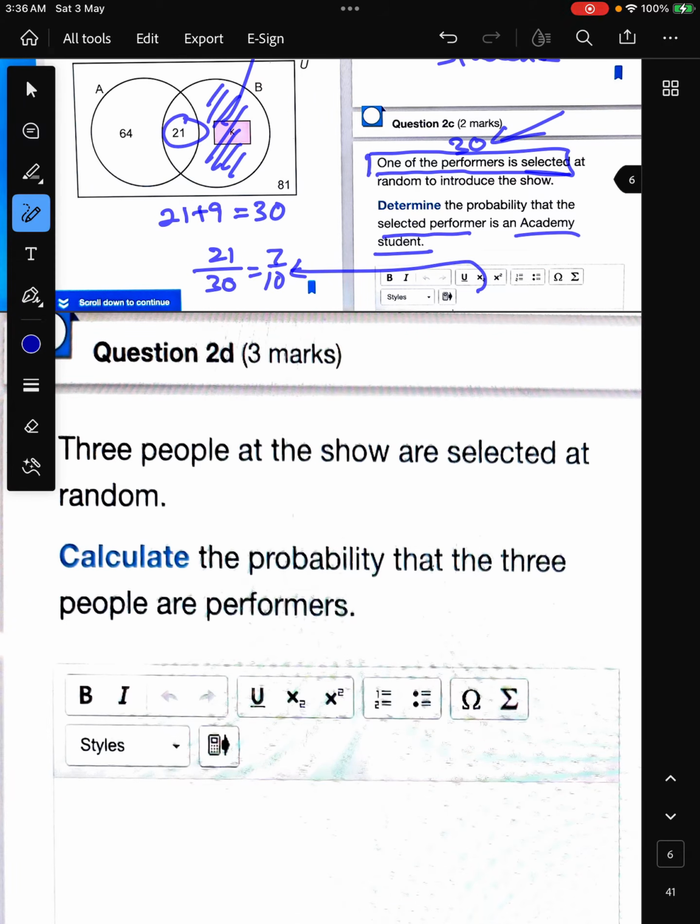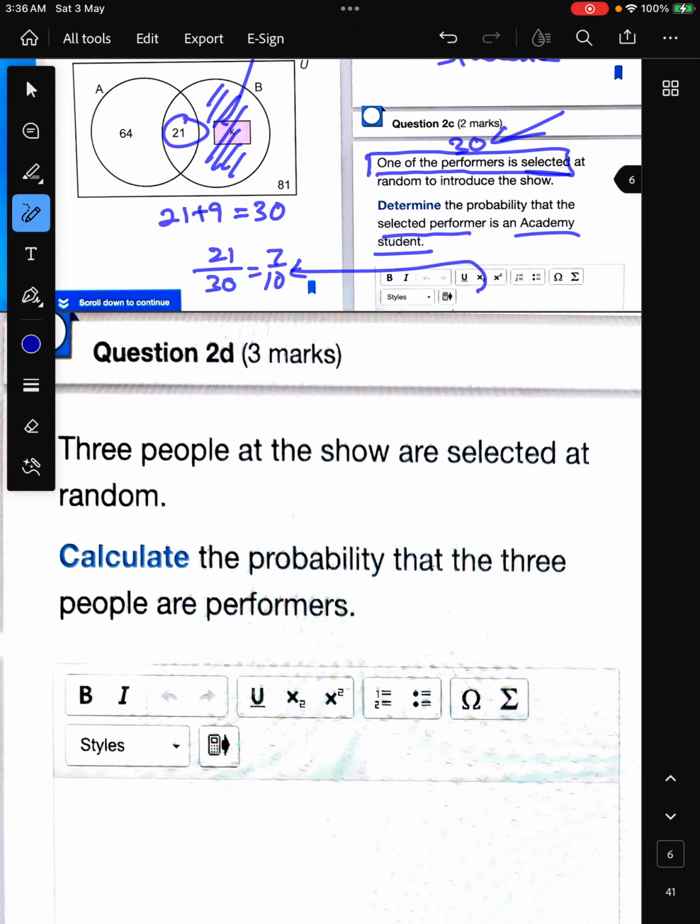Question 2D says that 3 people are selected at random, and calculate the probability that the 3 people are performers. Now for this question, I believe that there will be 2 different ways to get to 2 different answers that will be selected.